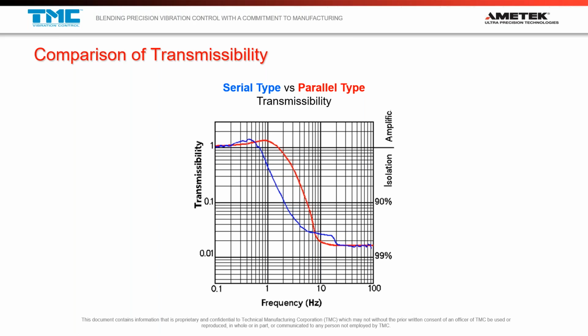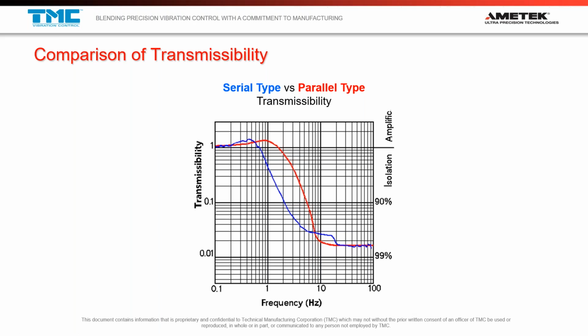And we talk in terms of transmissibility. When we look at a transmissibility curve, the first thing we care about is unity. So the number 1 here, where everything over 1 is amplification and everything below 1 is isolation. And then the next thing we look at is, what are the frequencies at which we provide isolation? And we're looking at logarithmic scales here. So here's 1 hertz, here's 0.1 hertz, here's 10 hertz. And at 2 hertz, we go up and we start seeing which is the line that is lower at 2 hertz. And you have your serial type line, the blue line. So here we're at 90% isolation at 2 hertz, which is roughly 10 times reduction.